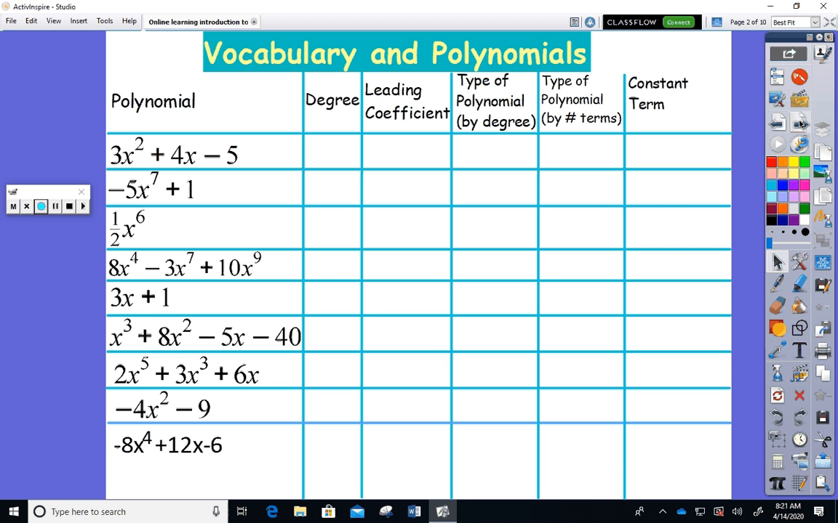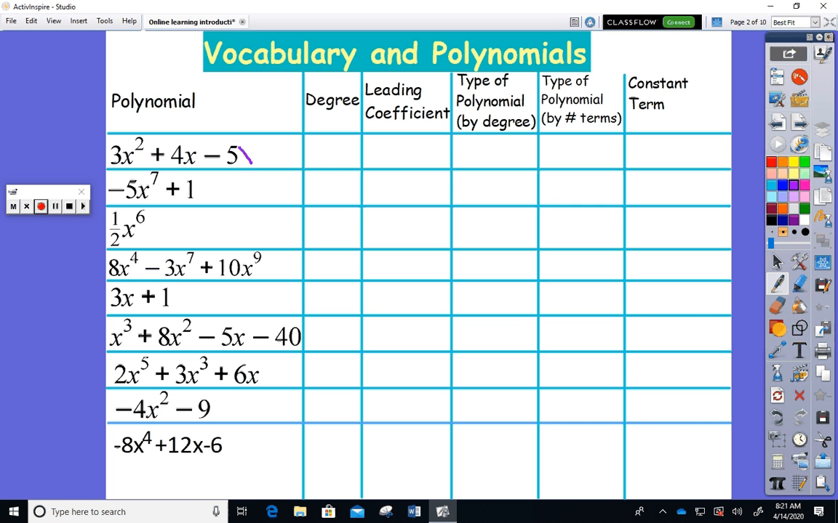Now, I have a series here in the left-hand column of polynomial expressions, and we're going to work with vocabulary around the expressions so you get used to how to talk about polynomials. All right, so the first thing we want to do is look at this first polynomial, it's 3x squared, 4x minus 5.